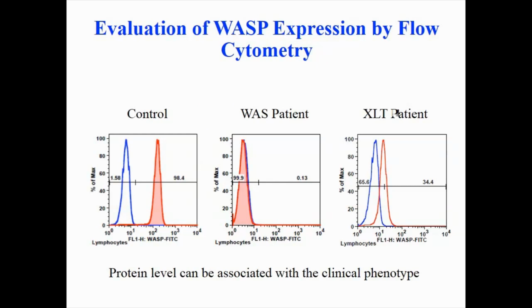But here, just to show you how we determine this, you have a control individual. This is kind of the control of the experiment. Here's the amount of protein that this patient has. Here you have a Wiskott-Aldrich patient, and clearly has no protein because it didn't shift from here to here. So it's very clear that we couldn't find the protein.